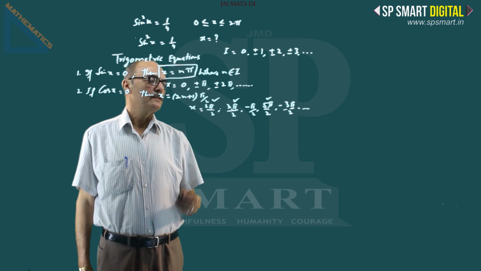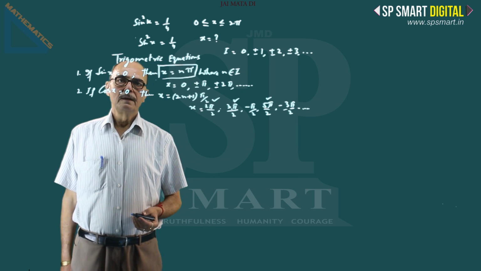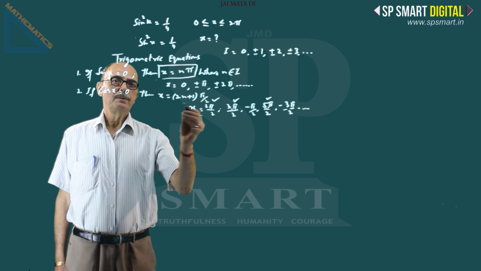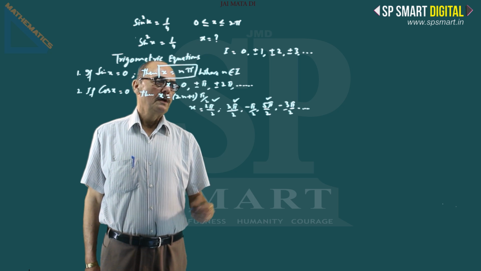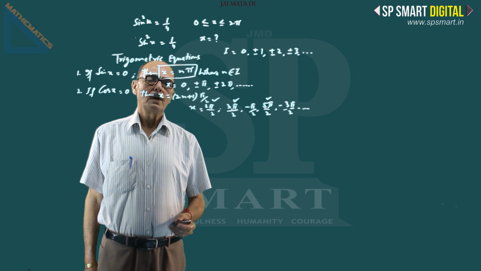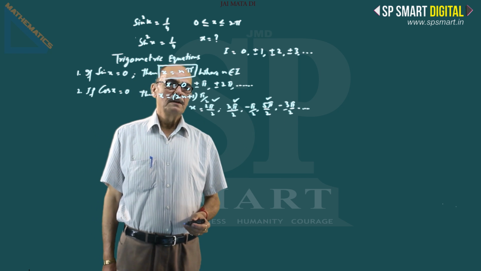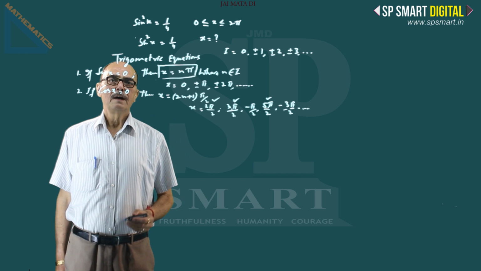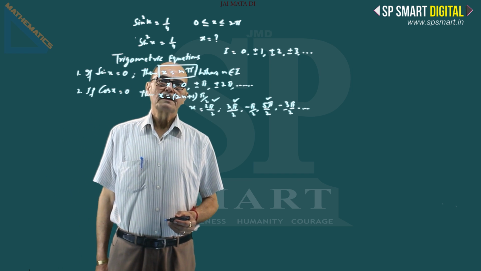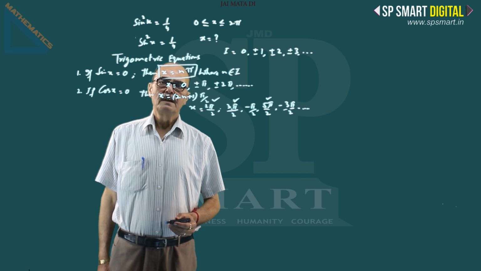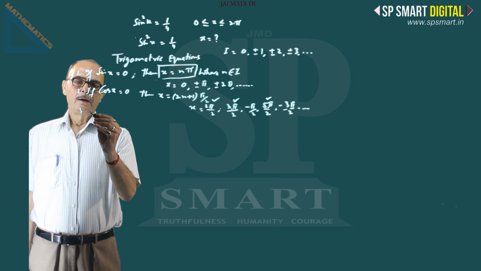So, cosine of all these angles is 0, and we know orally that cos of pi by 2 is 0, cos of 3 pi by 2 is 0, and so on. Cos of minus pi by 2 is 0. We can find the values of these angles by making use of allied angles, which we have already discussed under the chapter allied angles.